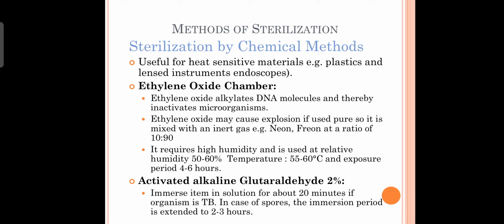The first one is the ethylene oxide chamber. Ethylene oxide alkylates DNA molecules and thereby inactivates the microorganisms. Ethylene oxide may cause explosion if used pure, so it is mixed with an inert gas, for example neon. It requires high humidity, used at a relative humidity of 50 to 60%, and the temperature will be 55 to 60 degrees and the exposure period will be 4 to 6 hours.